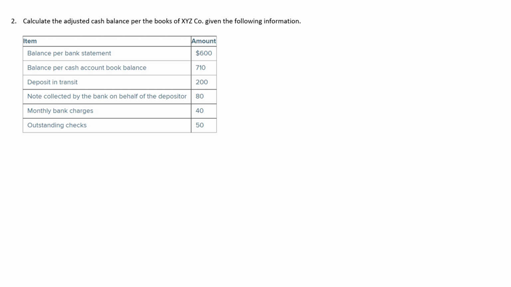Calculate the adjusted cash balance per the books of XYZ Company given the following information. So this is going to be just a very simple bank reconciliation. We're going to go ahead and set it up with the bank adjustments here and the book adjustments here. Remember, the first thing you do is you start with the balances. So the very first item says balance per bank statement.